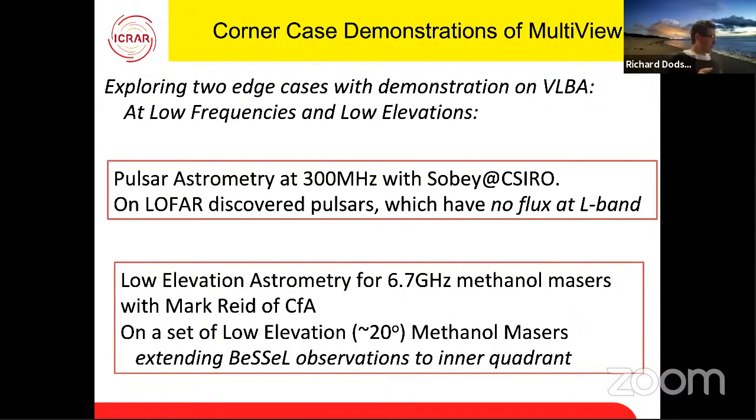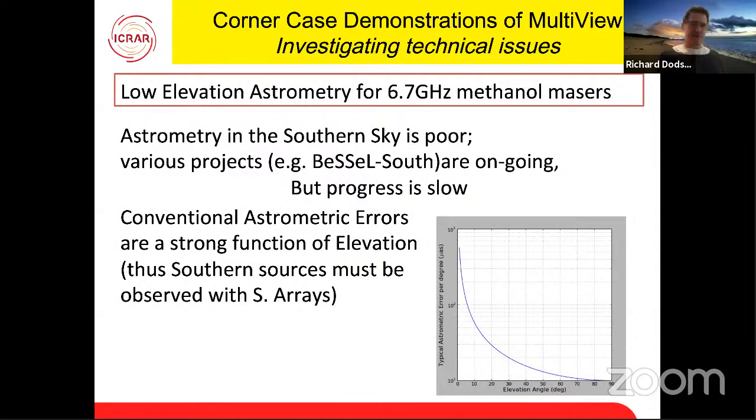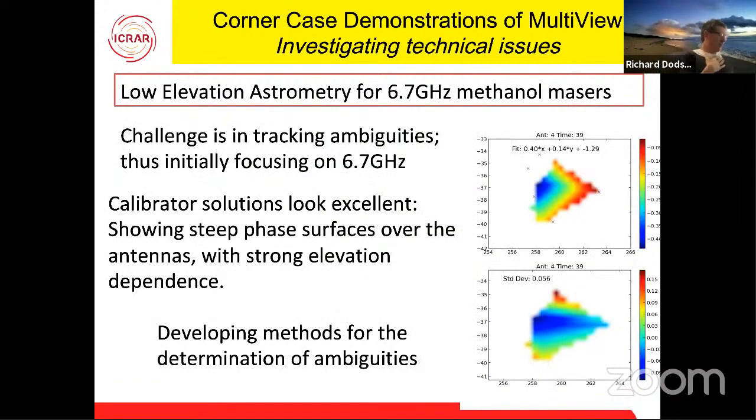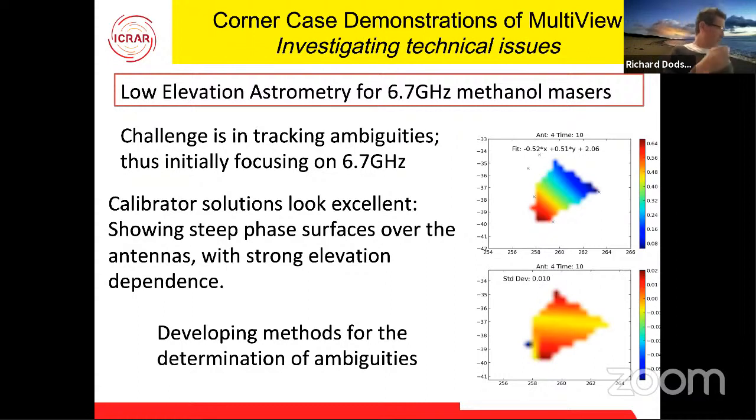Now, for conventional astrometry, you do not go to low elevations because there's a sec-Z effect in the errors. So your errors are huge at low elevations. But multi-view should correct that. So we've tried it, and certainly the phases are looking very linear. I've got the phase screen above, and plotted are the residuals.